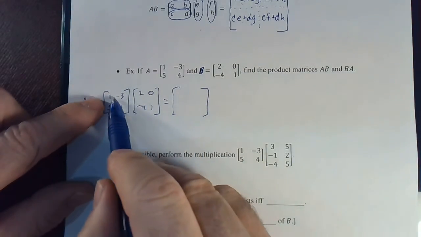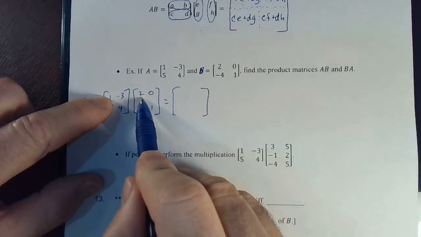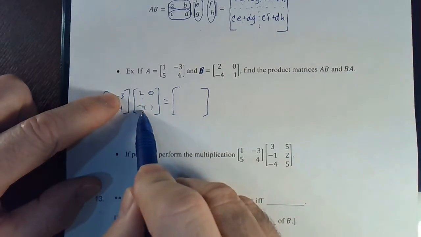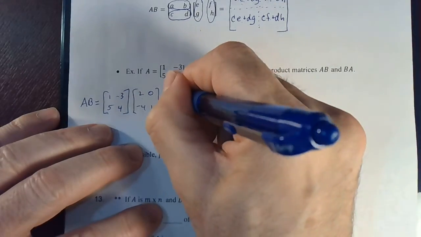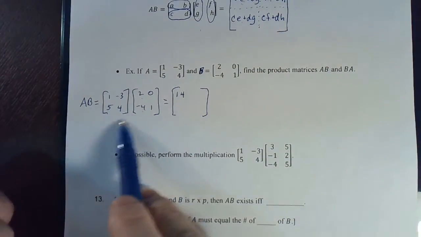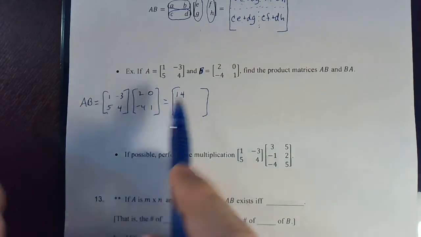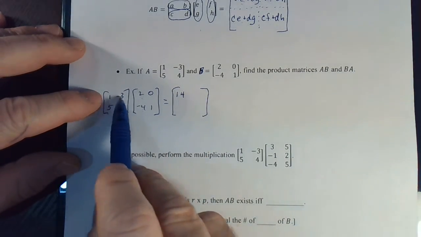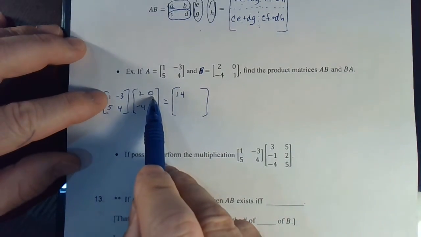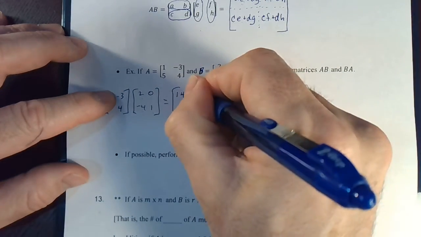Okay, so we're going to take row 1 and column 1. So I'm going to have 1 times 2, that's 2, negative 3 times negative 4, that's 12. And add those two numbers together, 2 and 12, for 14. So you have to do a lot of adding and subtracting just to get one element when you're multiplying matrices. Let's look at this element, row 1, column 2. So row 1 of the first, column 2 of the second. 0 plus -3. That's -3.